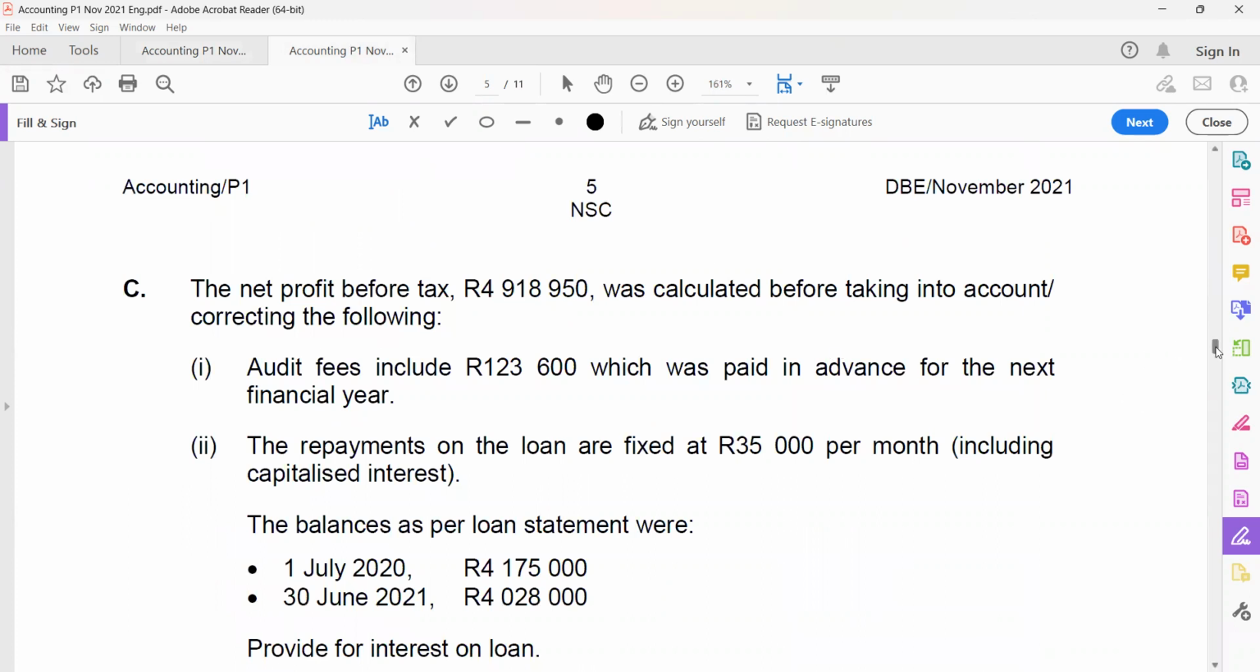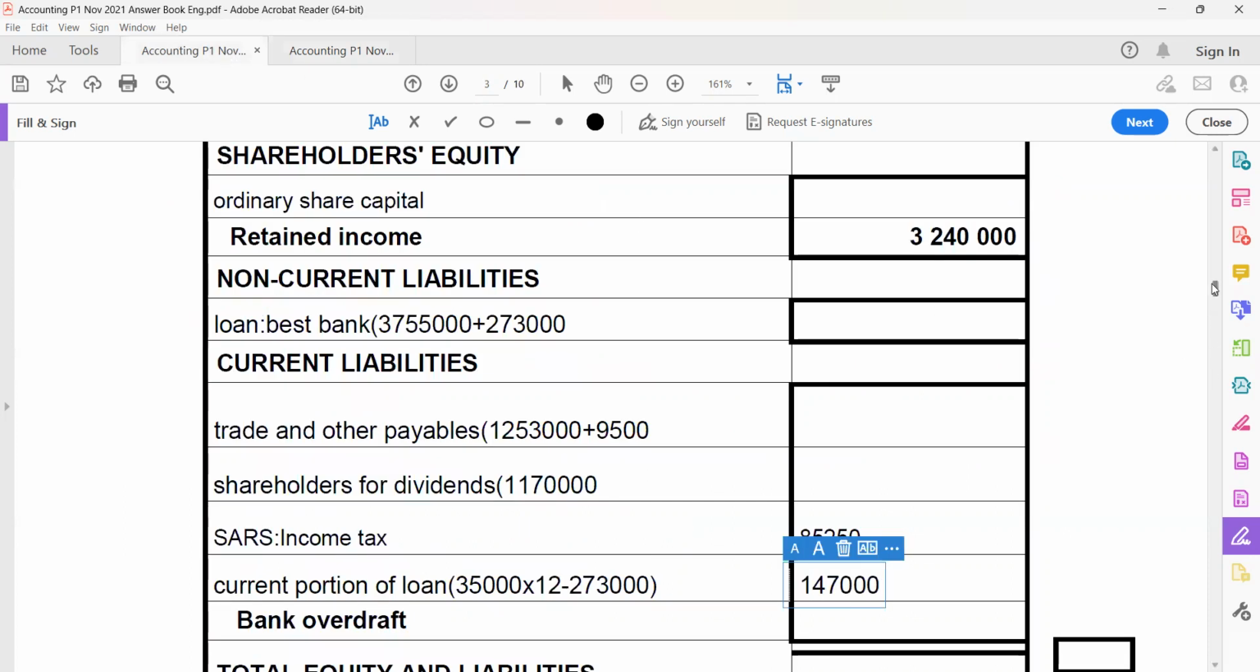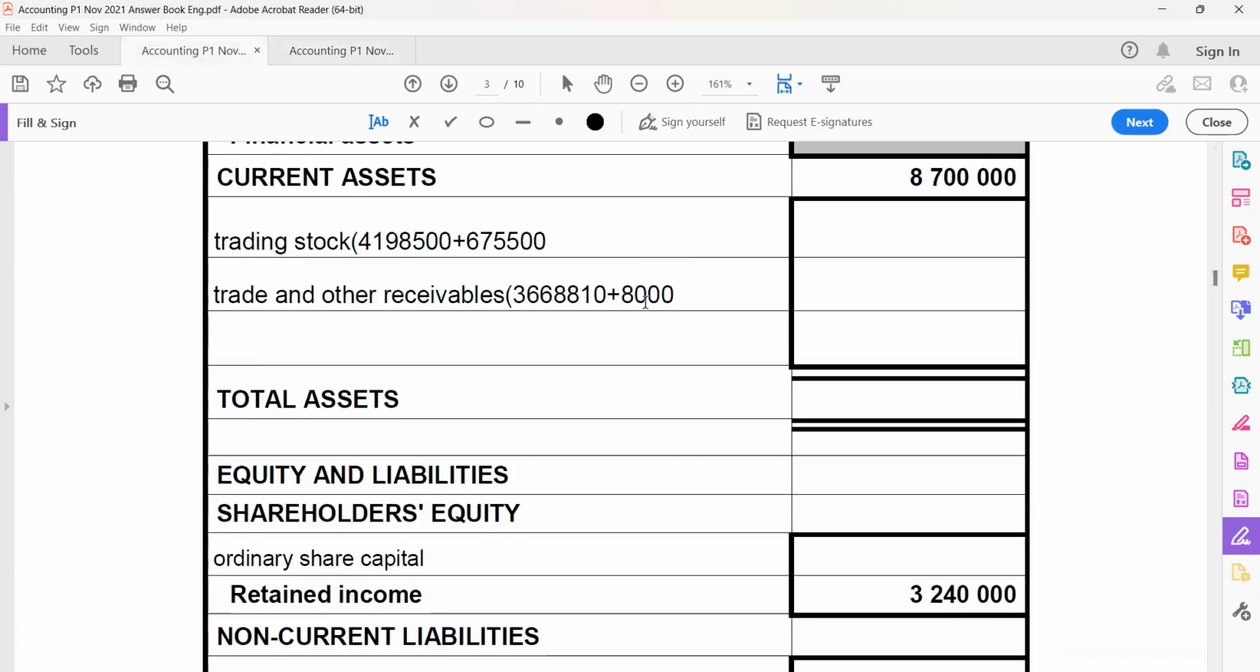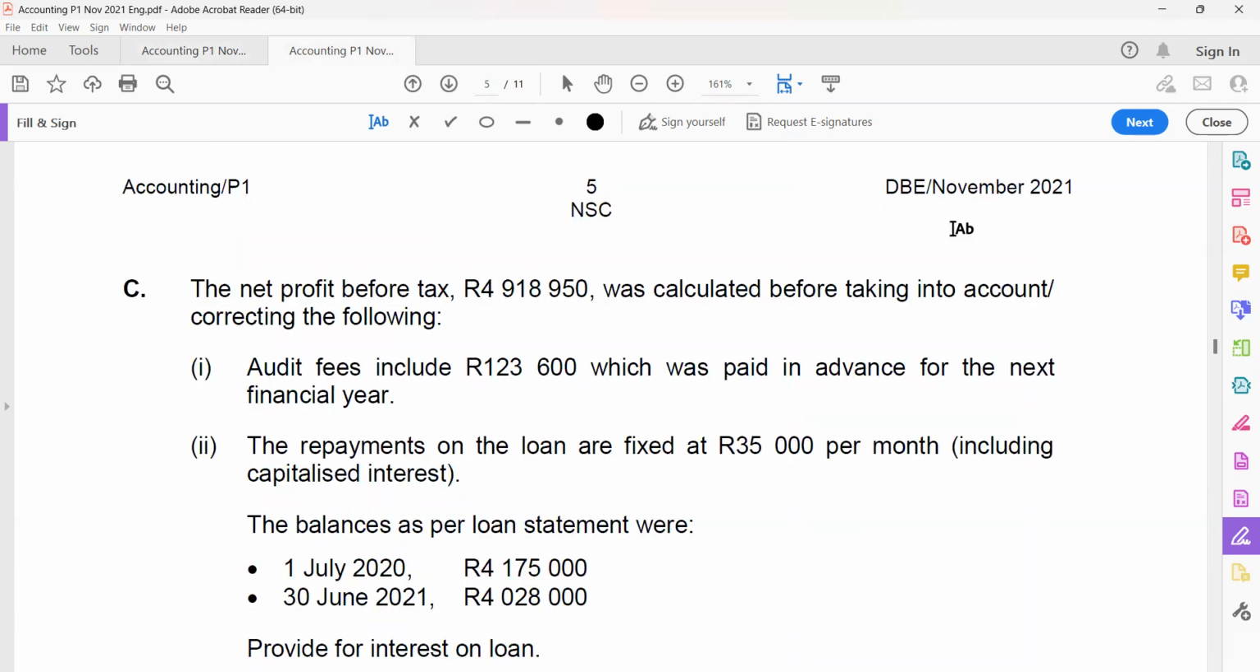And then audit fees was paid in advance for the next financial year, 1,236,800. So that's a prepaid expense. We'll go under here. So you see, even though we thought we did it for the profit calculation, we must always look at the other side in order to determine how to impact the balance sheet.